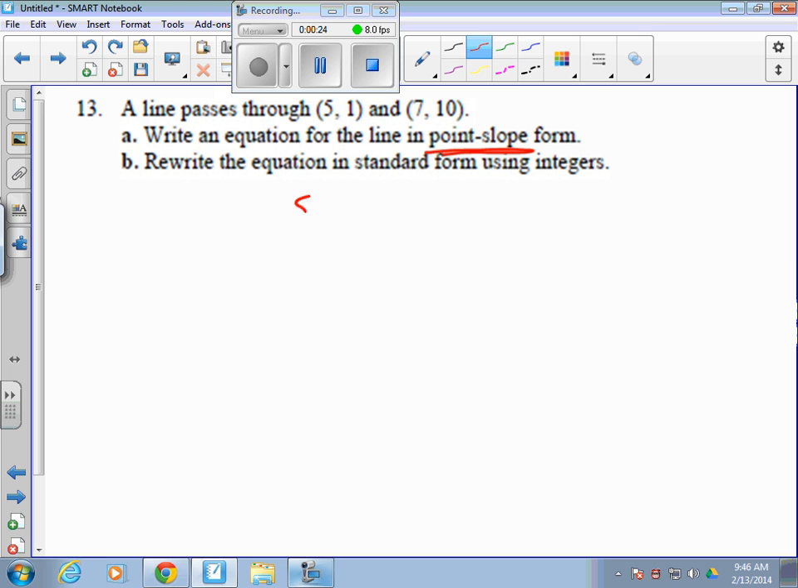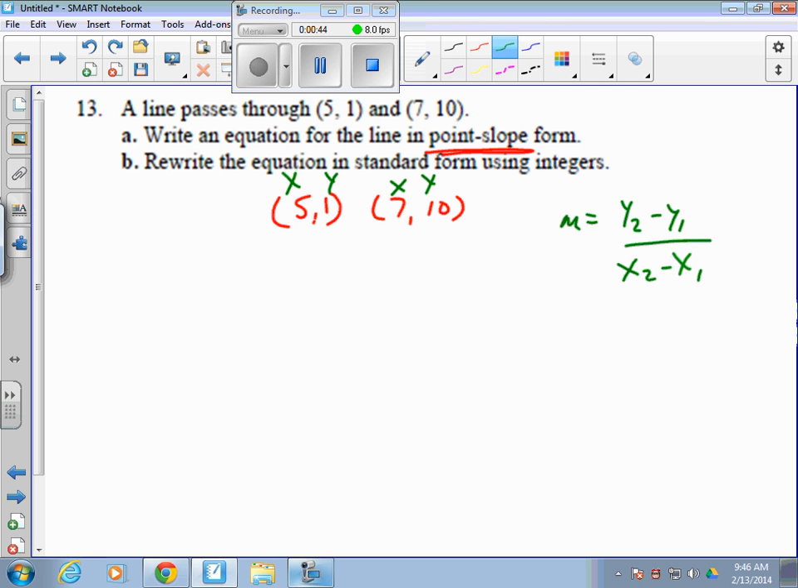So you need to take those 2 points, (5, 1) and (7, 10), and calculate the slope from it. Your slope formula is the change of y, so y sub 2 minus y sub 1, over the change of x, x sub 2 minus x sub 1. So you label these 2 points. The first one is x, y, and the second one as well. It's always x comma y in alphabetical order. We'll call the first point sub 1, and we'll call the second point sub 2.